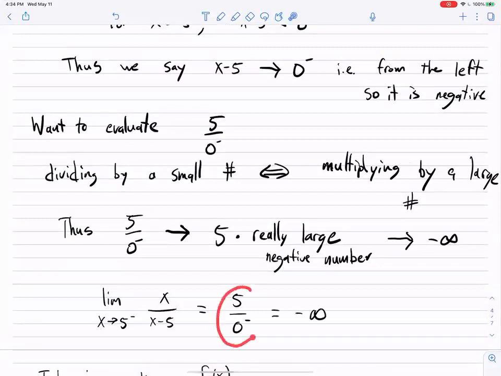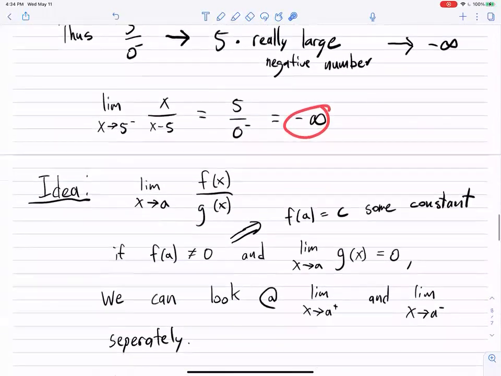So this is kind of a shorthand way. If you try plugging in 5 here, the top is 5 and the bottom goes to 0, but it's 0 from the left, because you're plugging in numbers smaller than 5. So that's why it's 0 from the left. So it's negative infinity. And so here's the idea.